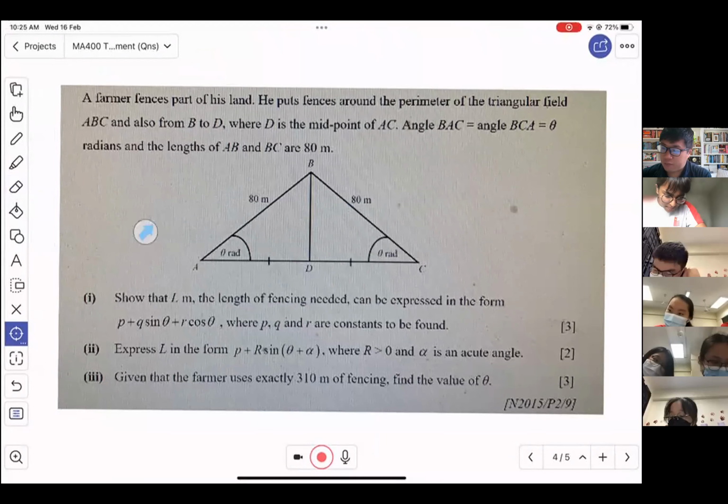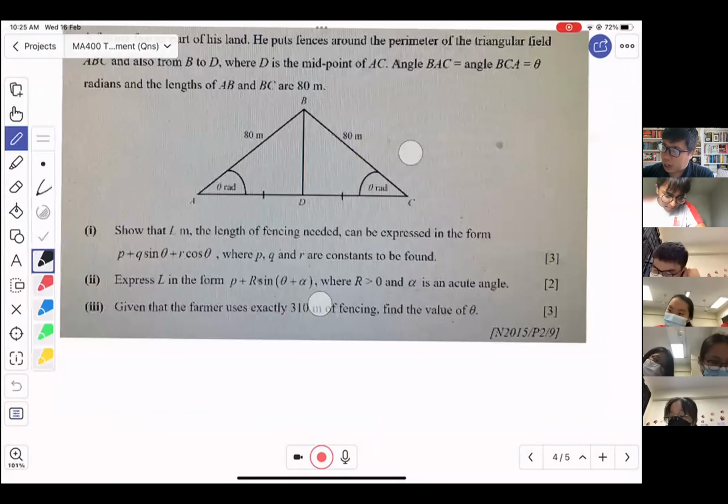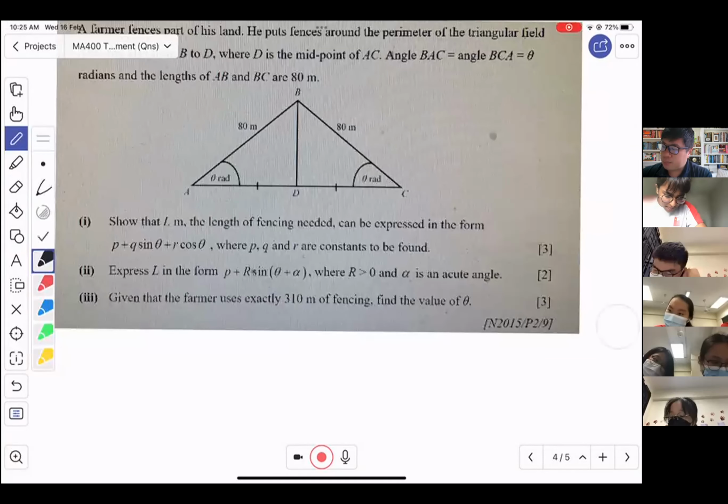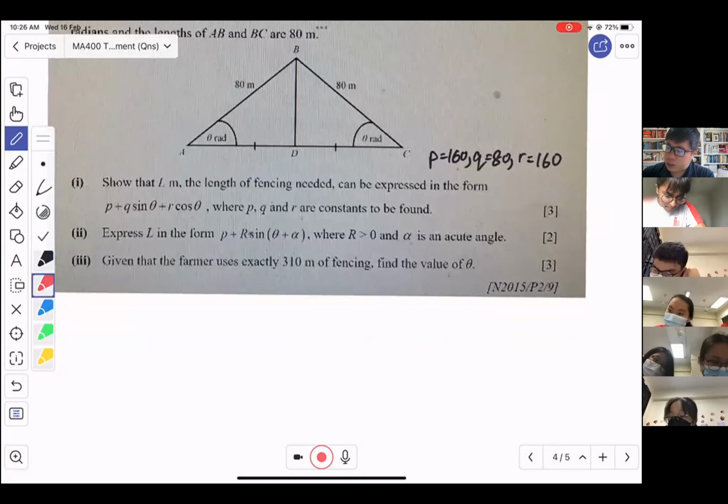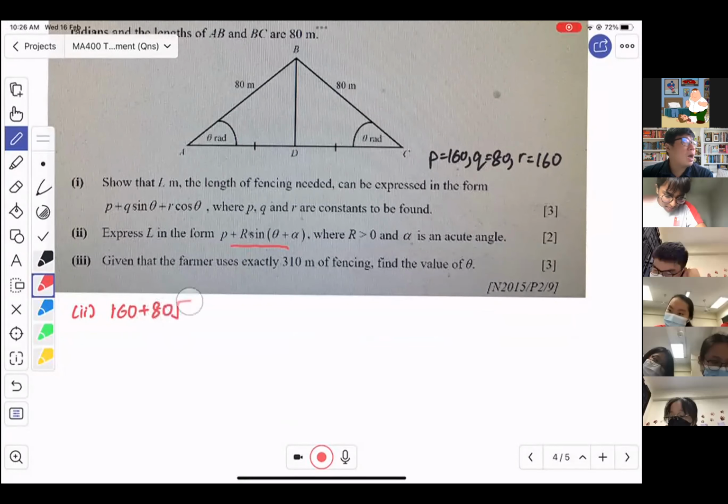So question 4, part 3. Basically the advanced part of the net. In part 1, the answer that you got would be P equals 160, Q equals 80, and R equals 160 as well. If I express L in the form P plus R sine(theta plus alpha), the part 2 answer that you get is 160 plus 80 square root 5 sine of (theta plus 1.11). So far, okay?